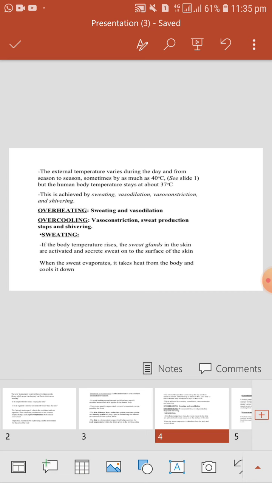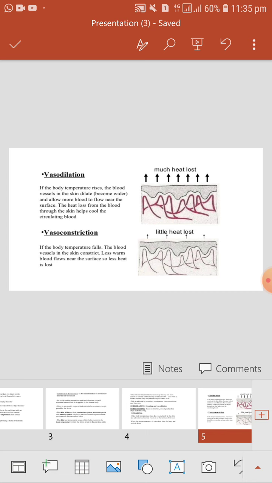What is sweating? If the body temperature rises, the sweat glands in the skin are activated and secrete sweat on the surface of the skin. When the sweat evaporates, it takes heat from the body and cools it down. What is vasodilation? When the body temperature rises, the blood vessels in the skin dilate, meaning they become wider and allow more blood to flow near the surface. The heat loss from the blood through the skin helps cool the circulating blood. You can see this in the diagram also.